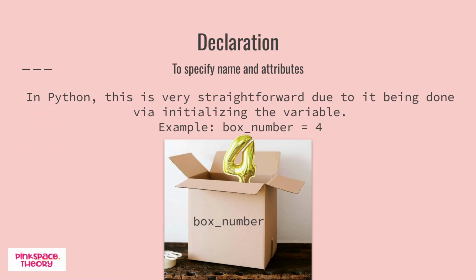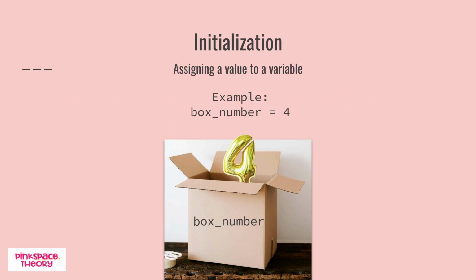Declaration is to specify names and attributes. In Python, it is mainly about just specifying the name, because the attributes come more from initializing it than from declaring it. With initializing being assigning a value to a variable. Again, in this example, the value that we're initializing the variable with is 4.